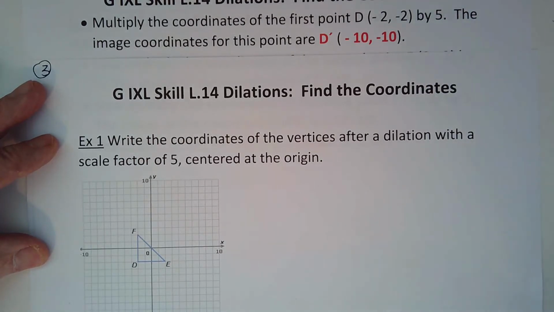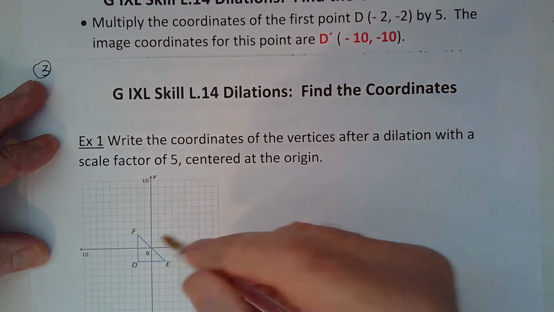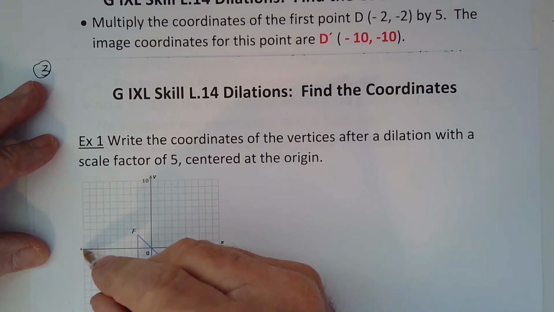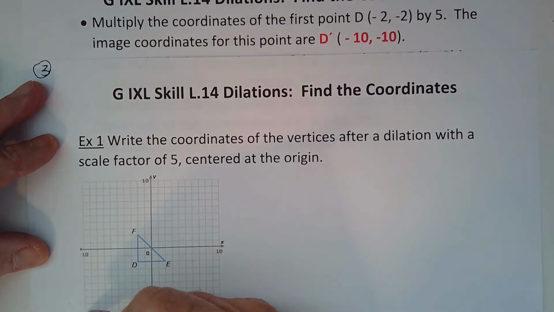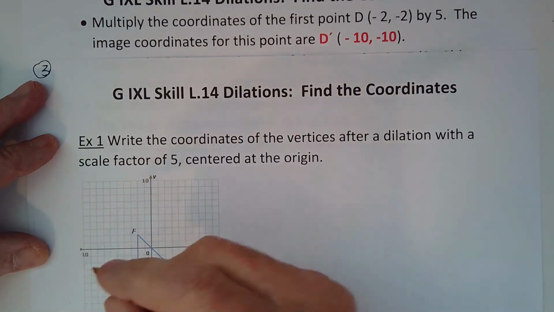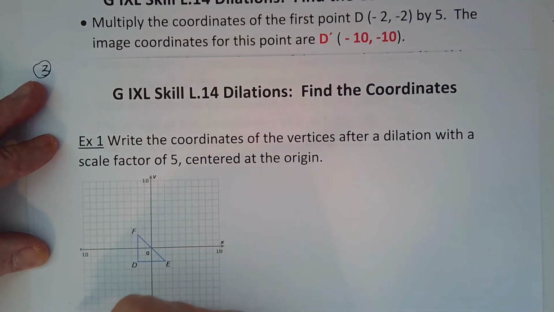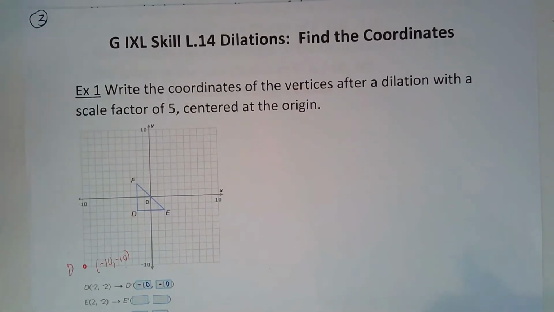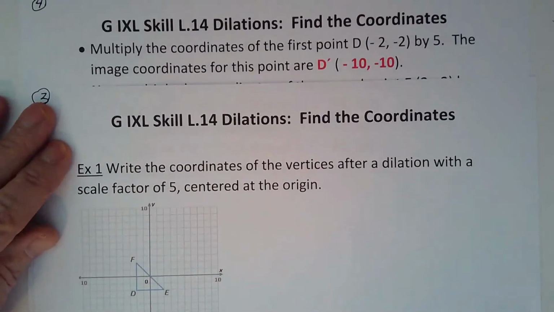So I'm going to go ahead and write that down here. -10, -10. And I'm also going to graph that. So here is where x is -10, here is where y is -10. So D prime is going to be down here, -10, -10. Down here at the very corner. Okay? All right.